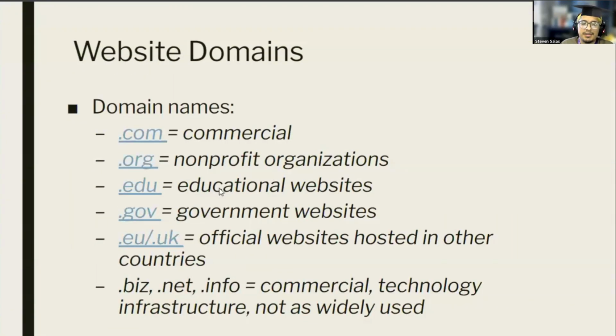Website domains: if anybody here is not familiar with the variety of domains, .com is basically commercial websites. .org is nonprofit organizations. .edu, we should know because we're at Trinity, is educational websites. .gov is government websites. .eu and .uk are official websites hosted in other countries. .biz, .net, and .info are commercial technology infrastructure and are not widely used. So whenever you find an article with one of these domains at the end, be very careful, because more than likely .gov and .edu are a lot more reliable than something from .biz or .net.